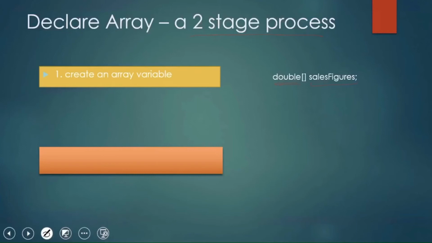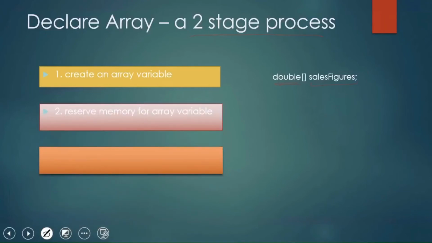The variable name here is salesFigure, and all the values inside salesFigure will be of data type double. Double means values with a decimal point, so those are like real numbers. Let's move on to the second stage, which is that it needs to reserve memory for the array variable. Both are part of declaring an array. Right now we are still understanding how to declare an array in Java. So this is the example of how to declare an array.